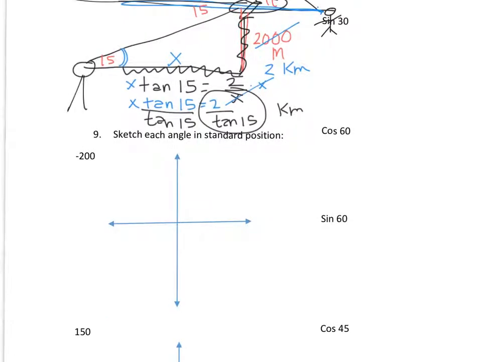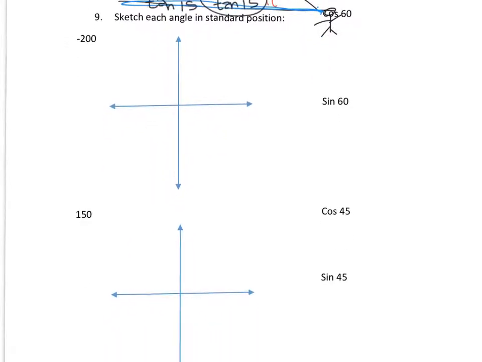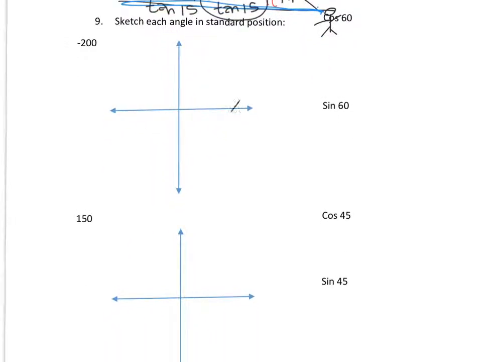Okay, number 9, sketch each angle in standard position. You always start right here on the x-axis. Negative means that you need to go down this way. So this will be negative 90 degrees. This would be negative 180 degrees, this would be negative 270 degrees, and this would be negative 360, back to the original position.